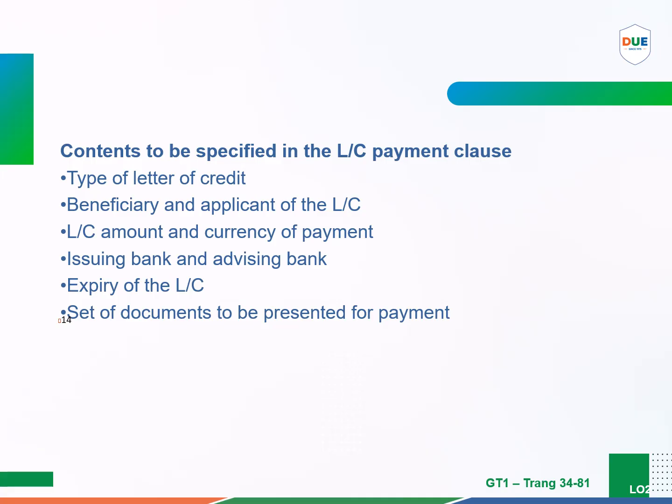exchange rate risk. Fourth is the issuing bank and the advising bank. The issuing bank is the importer's bank, responsible for payment when the documents comply with the letter of credit terms. The advising bank notifies the letter of credit to the exporter, usually located in the seller's country. Choosing reputable banks increases the security of the transaction.